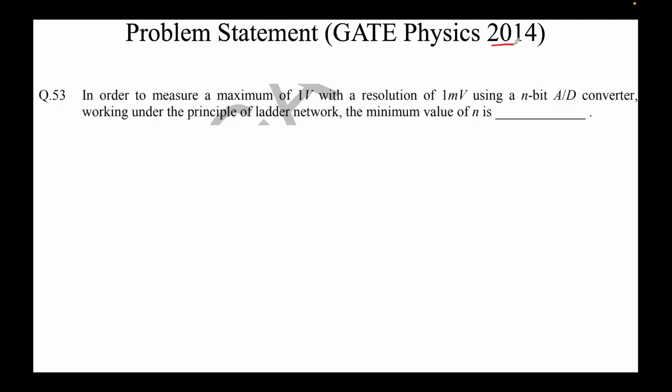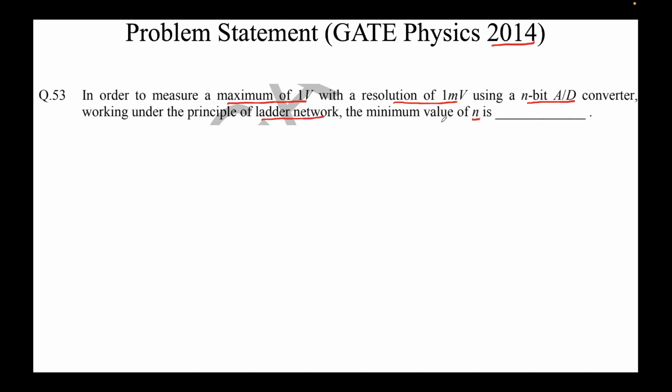The problem statement from GATE Physics 2014 reads as follows. In order to measure a maximum of 1 volt with a resolution of 1 millivolt using an n-bit analog to digital converter, working under the principle of ladder network, the minimum value of n is.